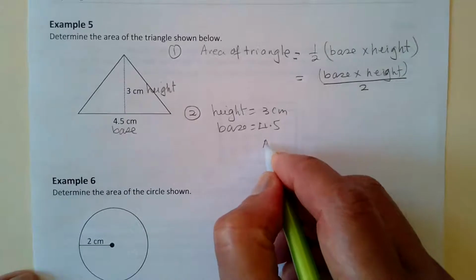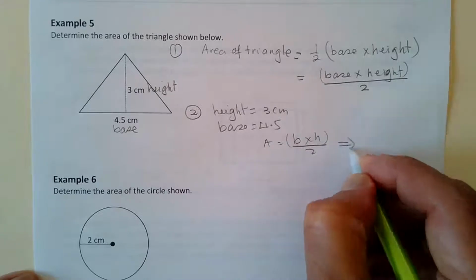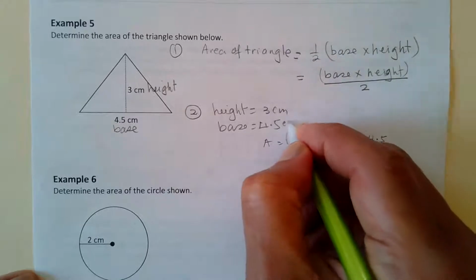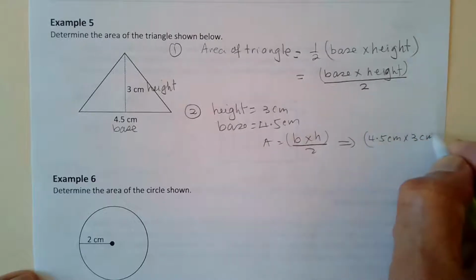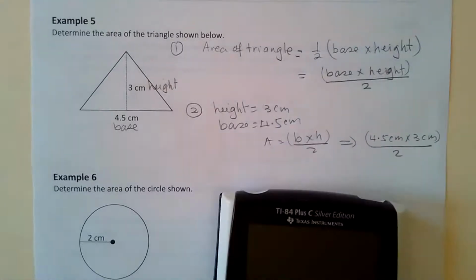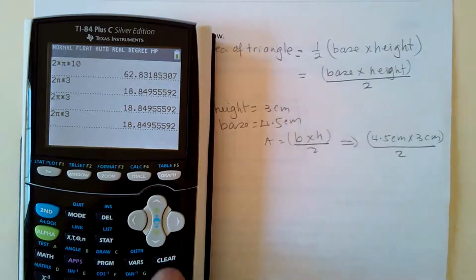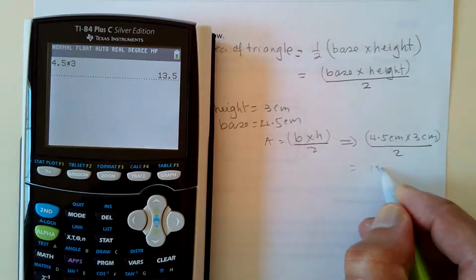Then we go back to our formula. Area equals base times height divided by 2. Base is 4.5 multiplied by 3, divided by 2. Then I'll go to my friendly calculator here and work it out. So 4.5 times 3 equals 13.5.